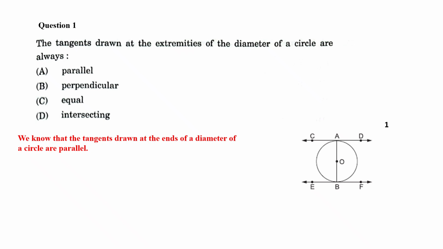Here I can say that radius is always perpendicular to the tangent. OA and OB both are the radius. So OA is perpendicular to CD, so this is 90. In the same way OB is perpendicular to EF, this is also 90. As both are alternate interior angles, the lines should be parallel. So CD and EF both will be parallel. The correct option is option A, parallel. Okay, now move to question 2.